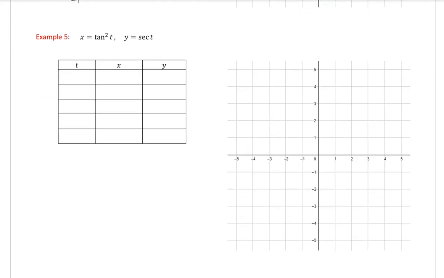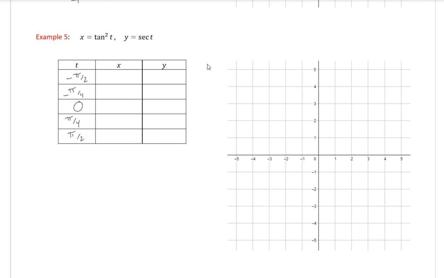All right, tangent squared t, y equals secant t. So again, we don't have bounds in this case. So it means we could do anything. So let's do convenient ones maybe. Particularly for tangent and secant, that's going to be a little bit tricky. I know that 0 is fine for both of these, so I should be able to use 0. And I know that around that is also okay. So maybe let's do negative pi halves up to pi halves. And those also negative pi fourths and pi fourths.